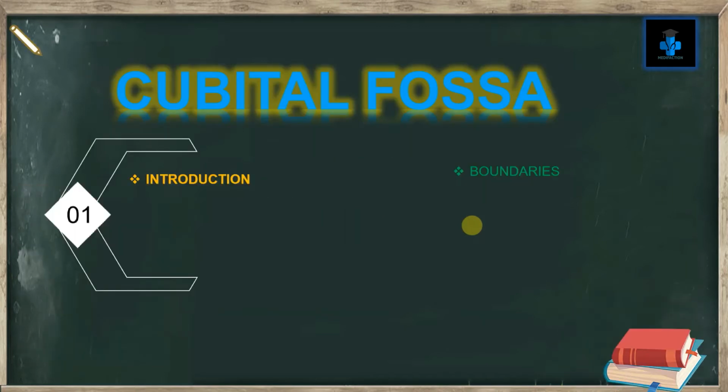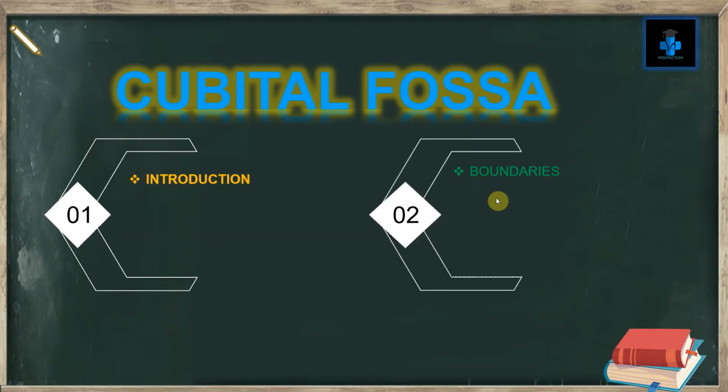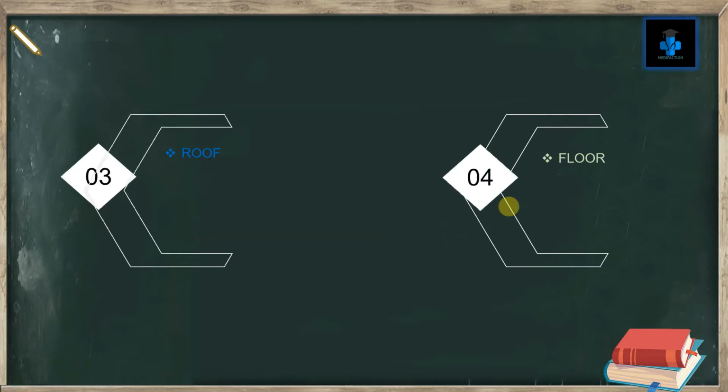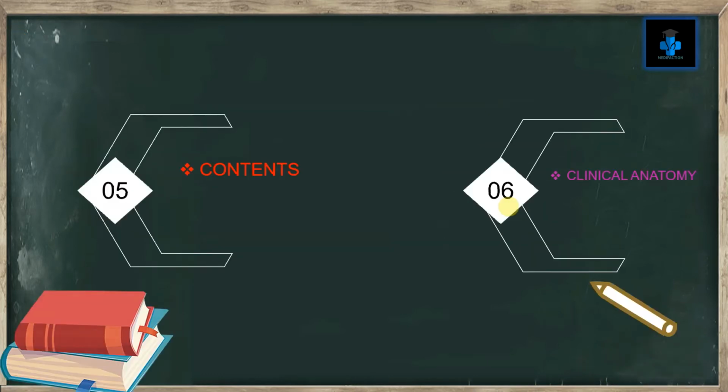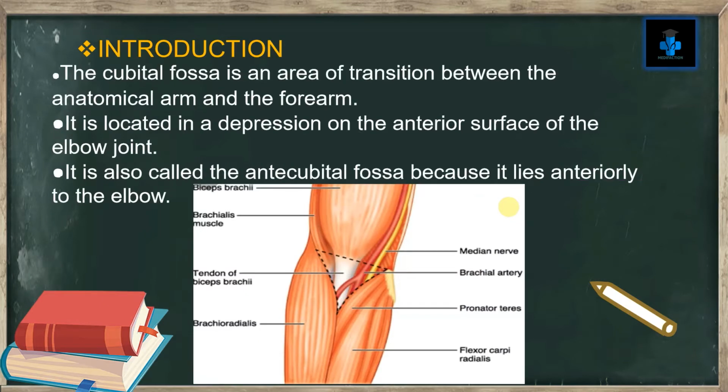So in this video, I'm going to enumerate an introduction about the cubital fossa, and we are also going to discuss about the boundaries of cubital fossa and also about the roof, the floor, and the contents in the cubital fossa. And finally, we are going to wind up this session with discussing about some important clinical anatomy of cubital fossa. So let's begin. Introduction.